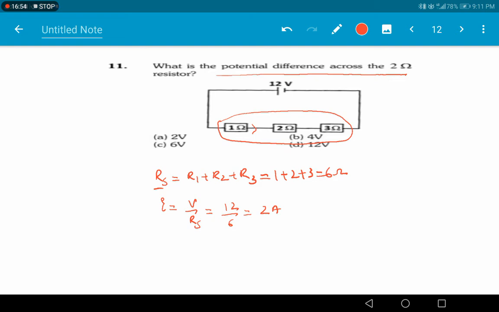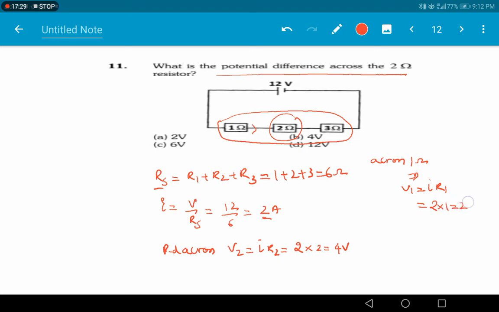They are asking what? PD across 2 ohm. So V2 is equal to I R2. I value 2, R2 is 2. So the answer is 4 volt. If they are asking across 1 ohm, same formula, V1 is equal to I R1, because current is the same in each resistor. That's why I am writing I itself. So 2 into 1, that is 2 volt.